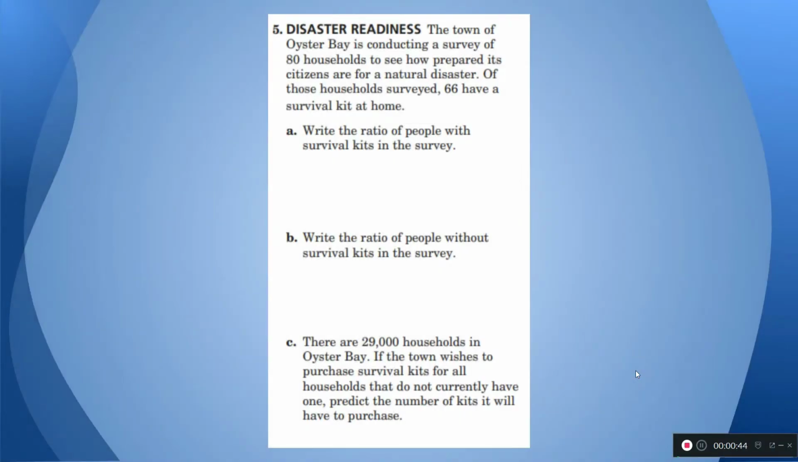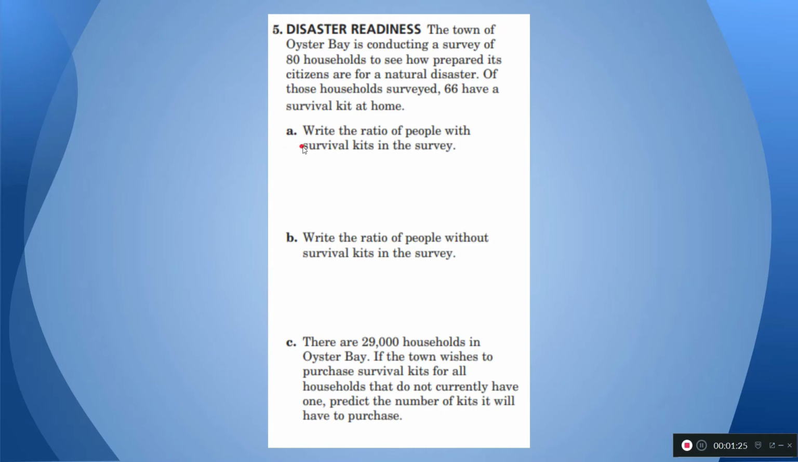We're going to start here with this problem. It says that the town of Oyster Bay is conducting a survey of 80 households to see how prepared its citizens are for a natural disaster. Of those households surveyed, 66 have survival kits at home. Part A: write a ratio of the people with survival kits in the survey. Problem B says write a ratio of the people without survival kits in the survey. And problem C says there are 29,000 households in Oyster Bay. If the town wishes to purchase survival kits for all the households that do not currently have one, predict the number of kits it will have to purchase.